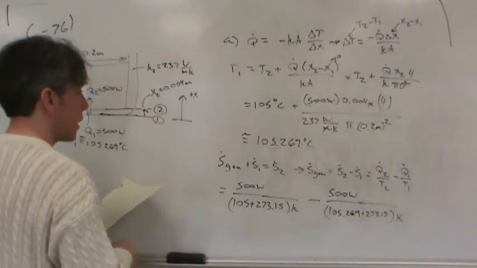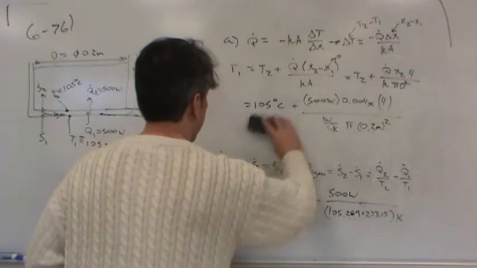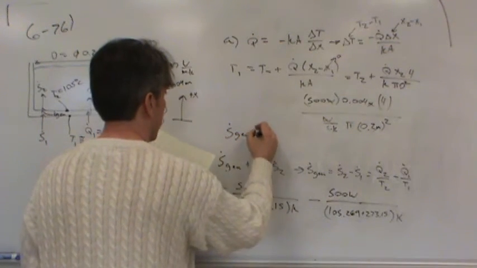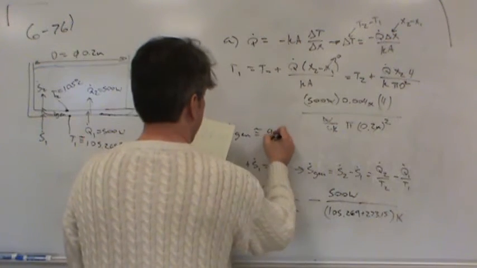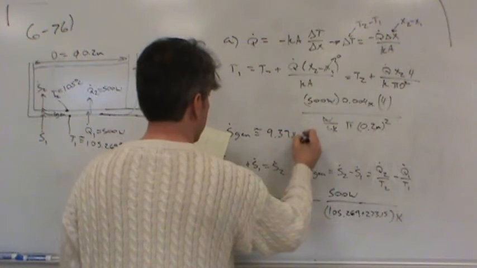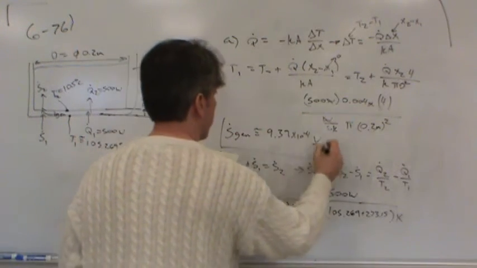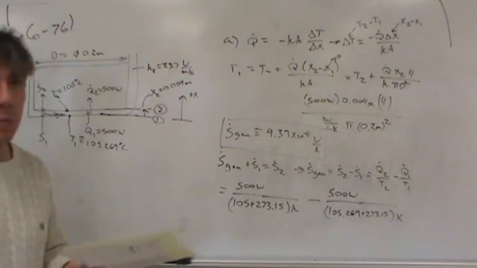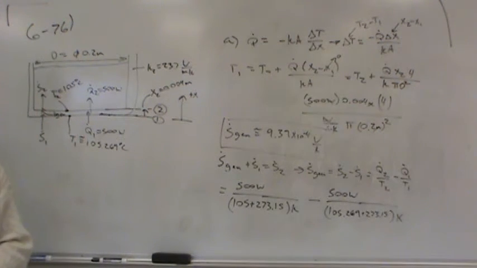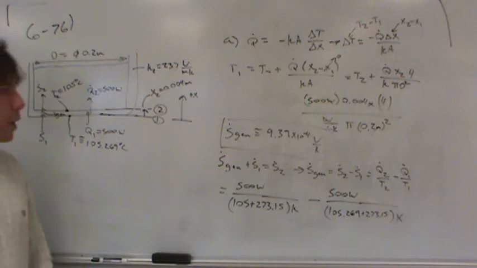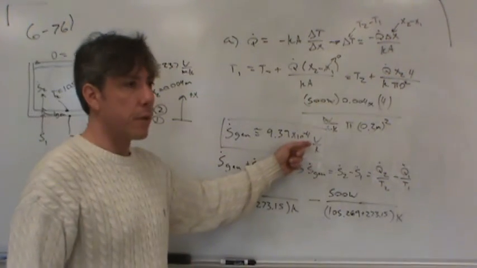Plug all this in your calculator and you find that the rate of entropy generation, S dot gen, is about 9.39 times 10 to the negative fourth watts per Kelvin. Now, I understand that you don't have a real good feel for entropy or entropy flow rates. I don't either. We can't see them. But you do appreciate the fact that this is a pretty small number.